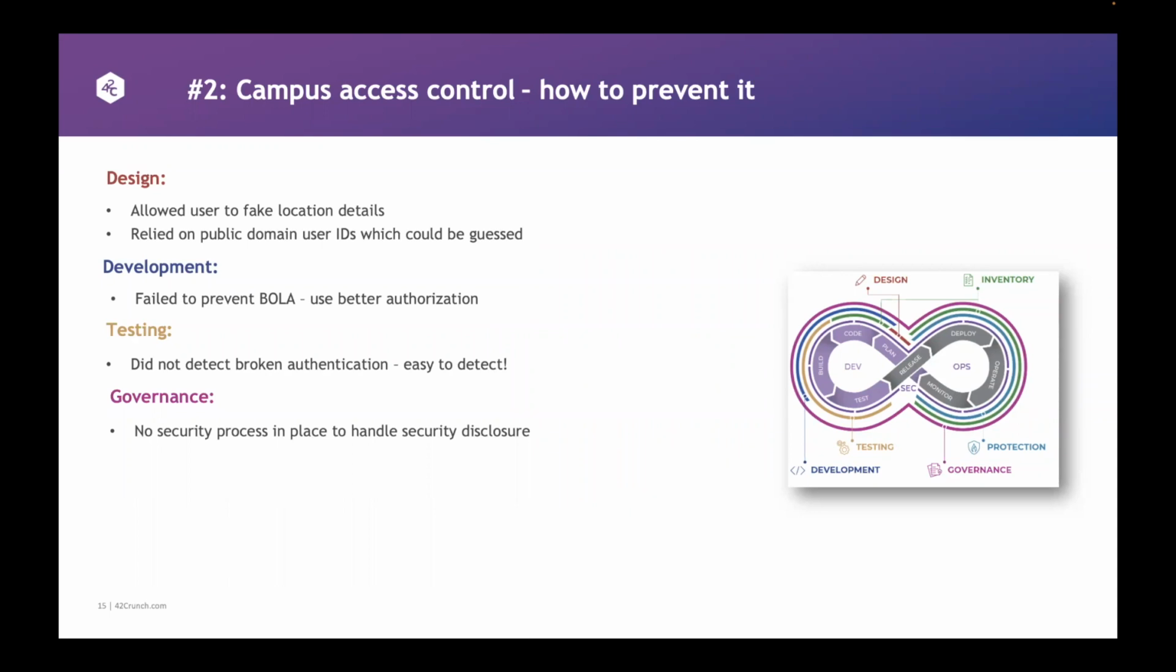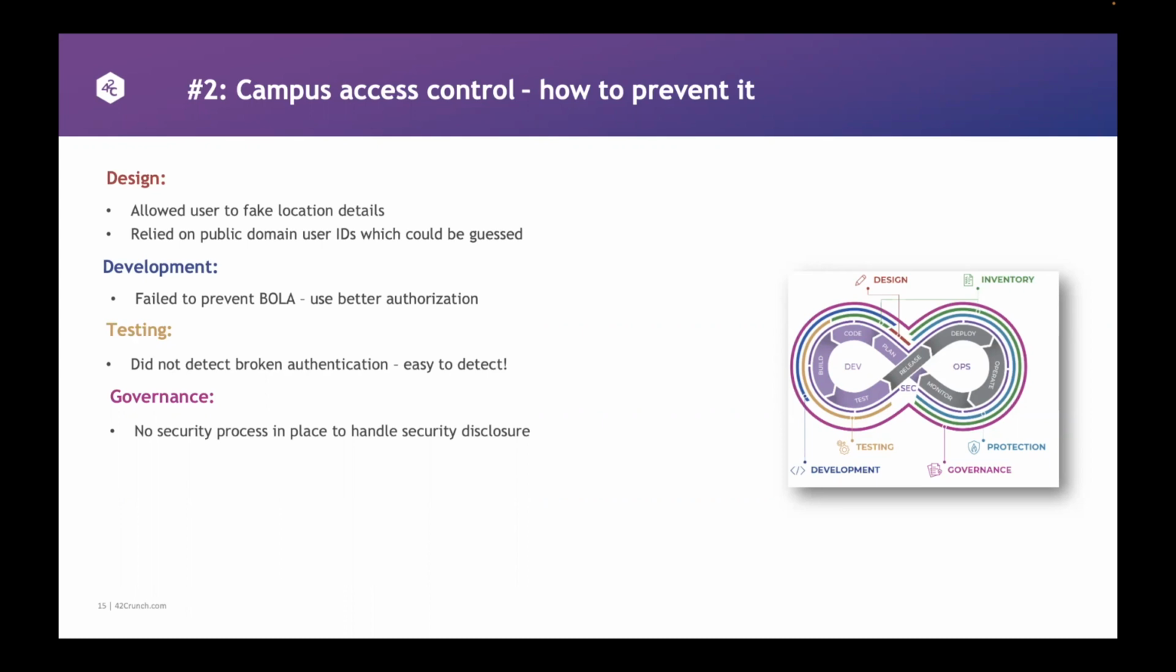But it comes down to developer training and developer awareness. Testing, detecting broken authentication during the test phase is trivial, right? You just literally don't have to do anything. You just try and call the API and see if it responds with a success code. It's that easy.